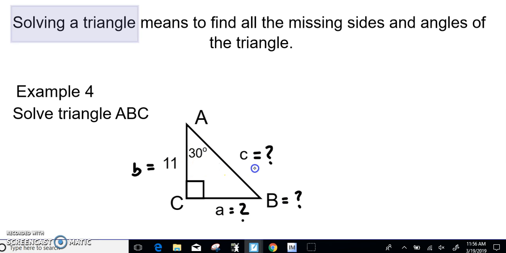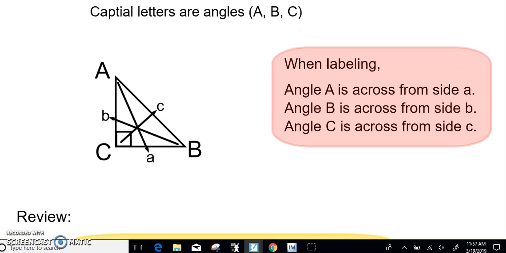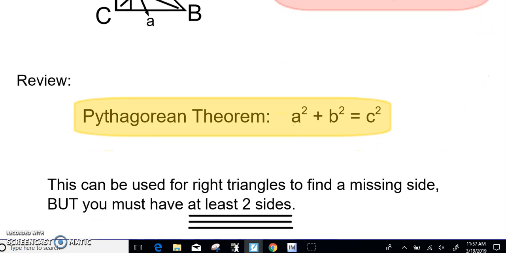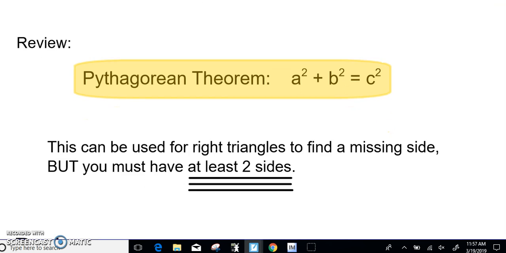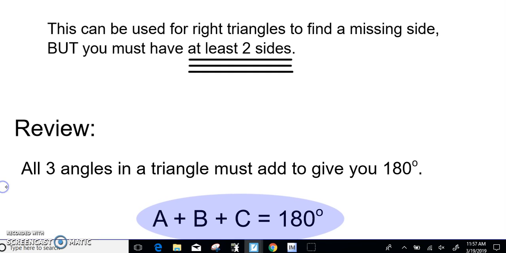Now, we're going to go back to the information that we wrote down earlier. So we know how to draw the triangle and label it out. We know about the Pythagorean theorem, which might come in handy here. But also we have this information right here about the 3 angles adding up to 180 degrees. So the part you're going to have to make sure you remember is the Pythagorean theorem, and that A plus B plus C equals 180.